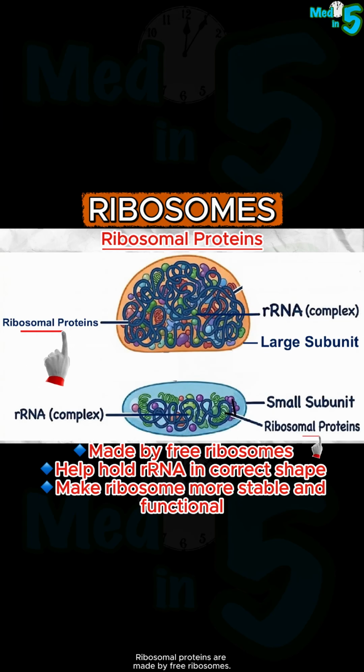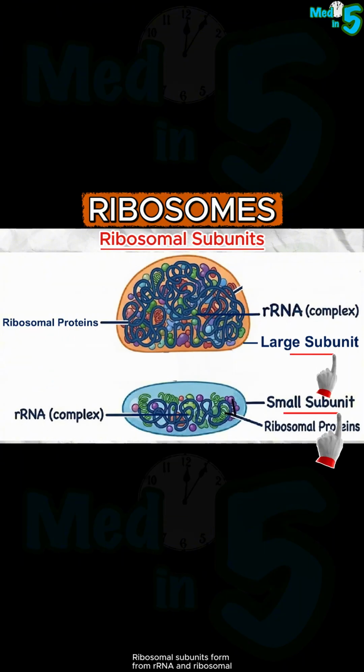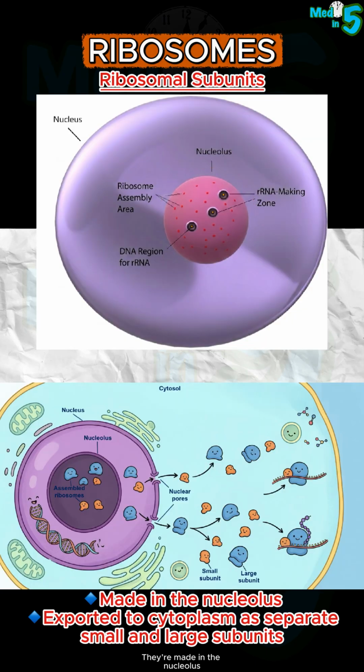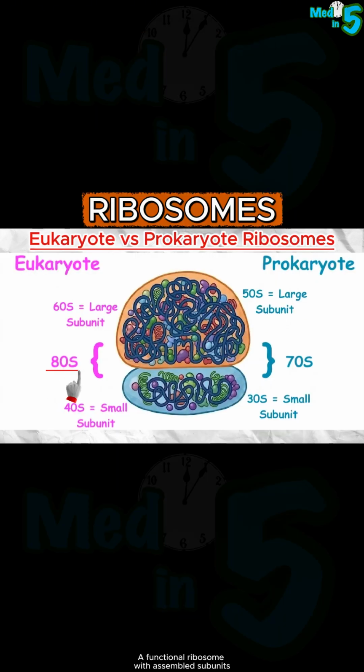Ribosomal proteins are made by free ribosomes. They help hold the rRNA in the correct shape and make the ribosome more stable and functional. Ribosomal subunits form from rRNA and ribosomal proteins working together. They're made in the nucleolus and then exported to the cytoplasm as separate small and large subunits. A functional ribosome with assembled subunits is denoted as 80S in eukaryotes and 70S in prokaryotes.